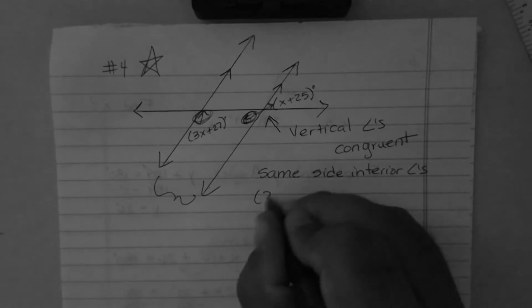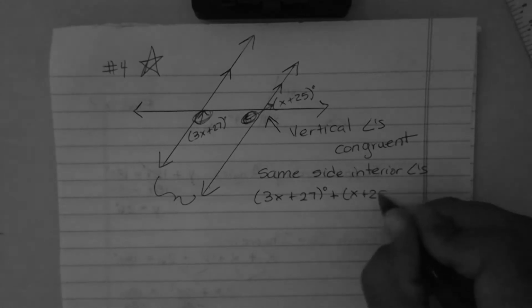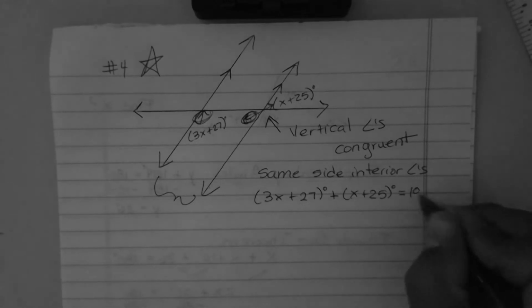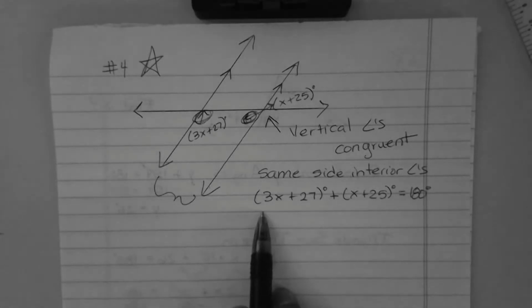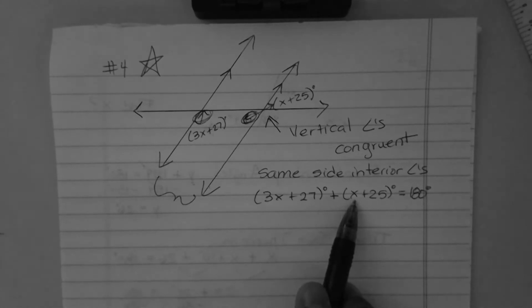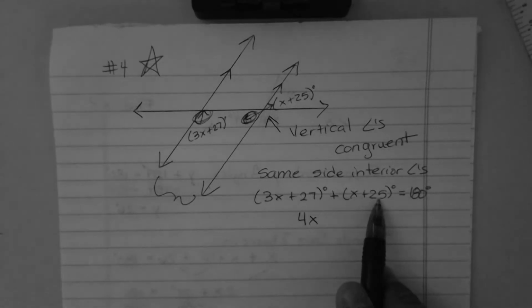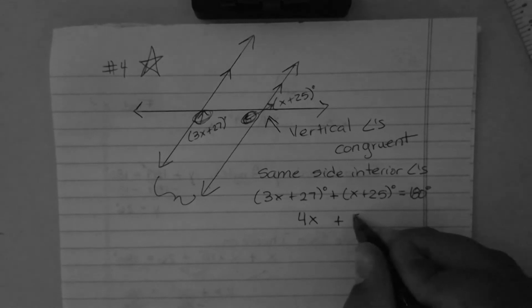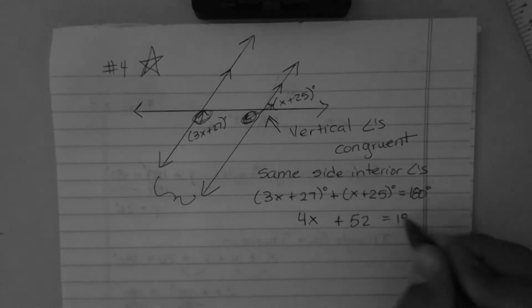So we have 3x plus 27 degrees plus x plus 25 degrees is equal to 180 degrees. So now we have to combine like terms, get rid of the parentheses, and solve for the value of x. If we drop the parentheses here, we could combine 3x and x. What does 3x and x give you? 4x. And what's 27 plus 25? 52 is equal to 180 degrees.